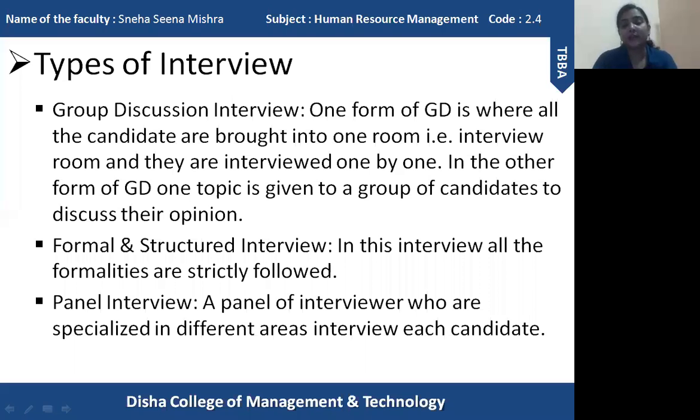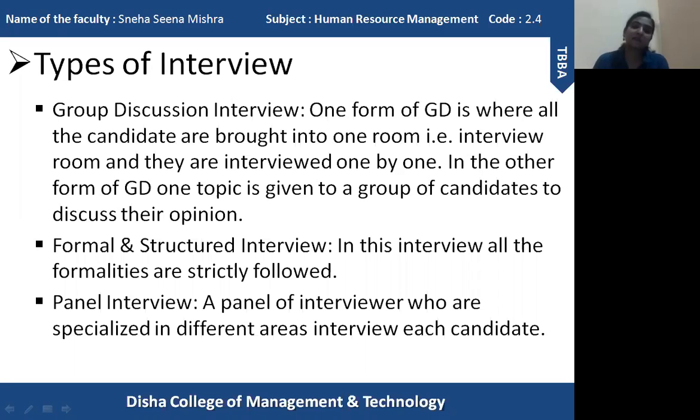Okay, now they may also invite a psychologist in the panel to observe the candidate, so that his or her psychology can be revealed and identified. They can invite people belonging to different disciplines also, like economics, psychology, sociology, so they can understand the attitude of the candidate.